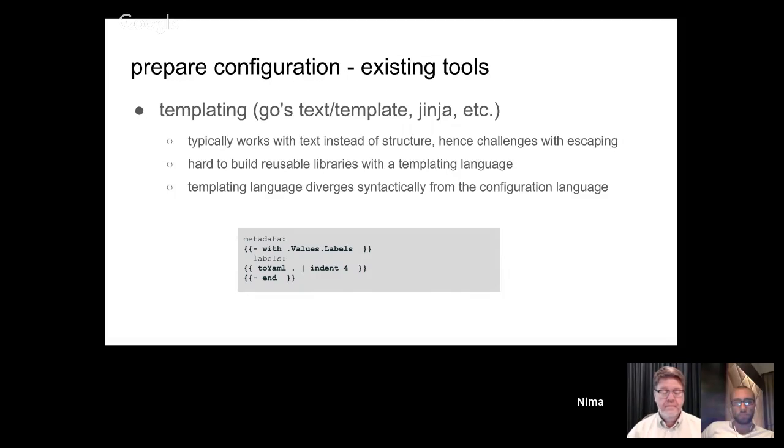But obviously, one of the biggest problems with it is that because the language that Go text templating uses for its templating is different from the YAML documents, obviously, the templated document diverges syntactically from an actual YAML document. And also, the templating engine treats the entire document as text. So it doesn't understand anything about YAML. It doesn't understand anything about the syntax of YAML.